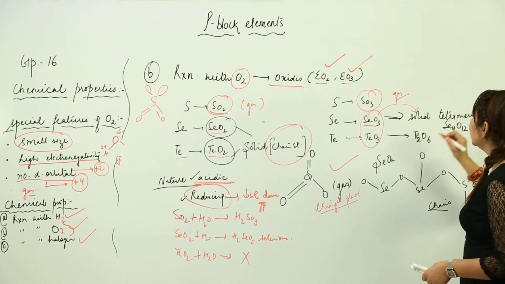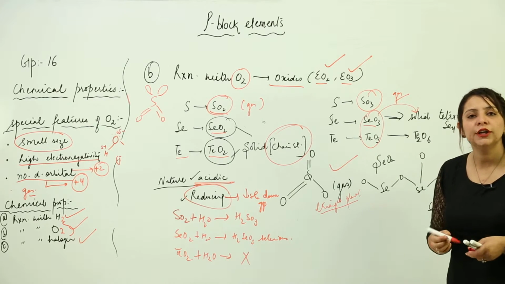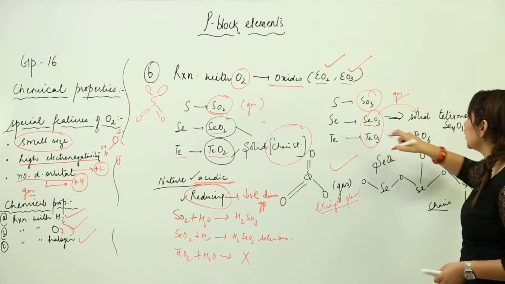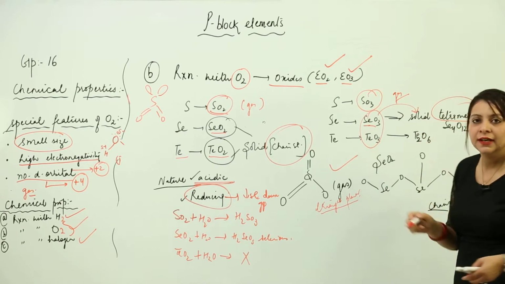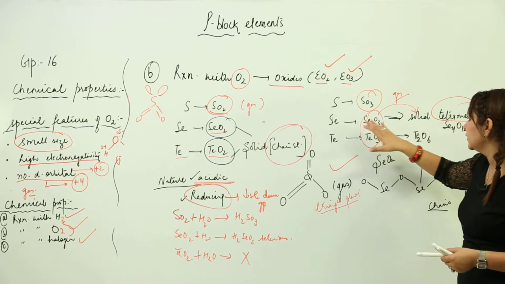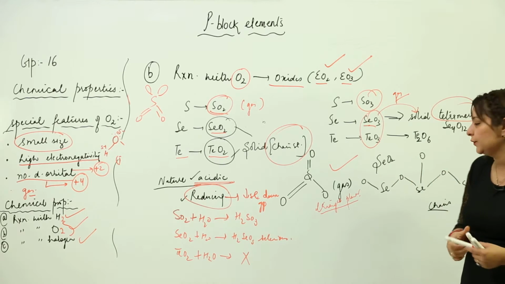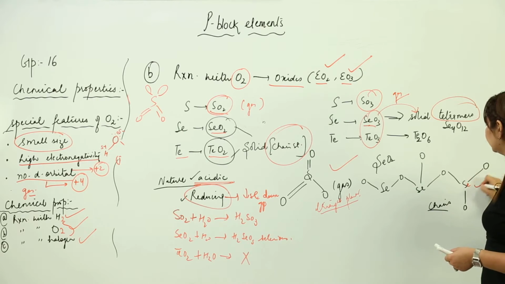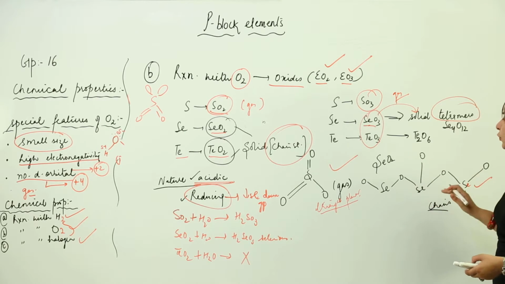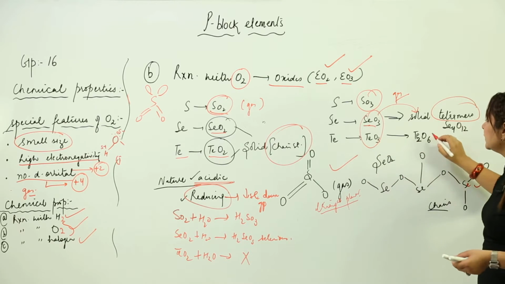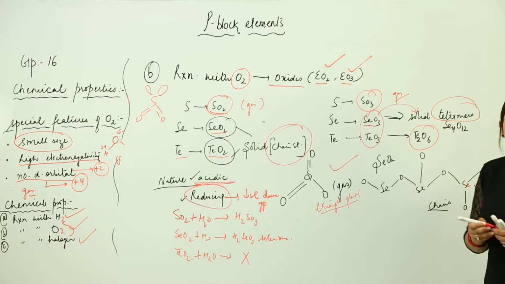The reason is they do not exist as a single molecule, they combine with a number of molecules. Selenium trioxide exists as a tetramer. That means 4 molecules combine together to form a crystalline solid structure, and the structure is something like this. This is a chain kind of structure, as you can see. Similarly, tellurium trioxide exists as a dimer. The 2 molecules get attached to form Te2O6.